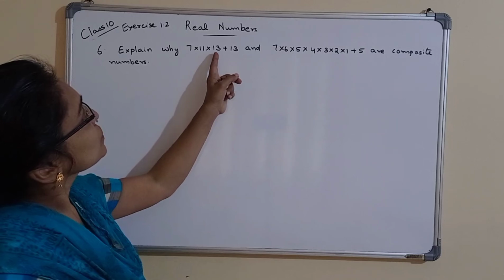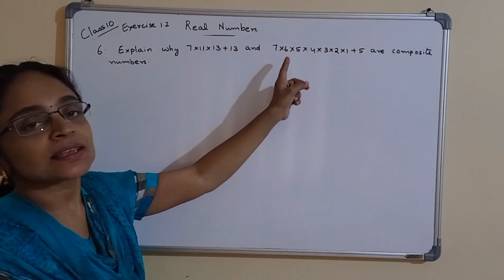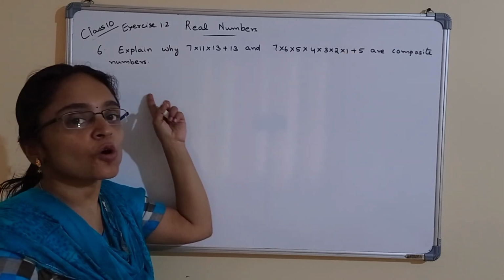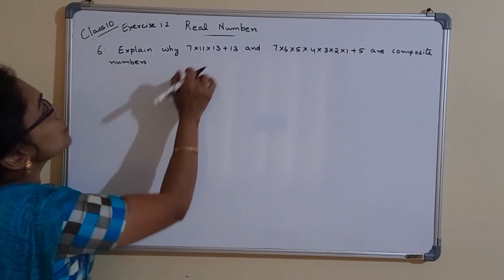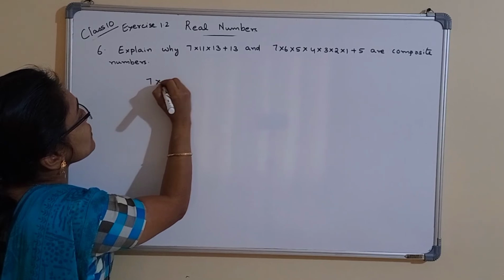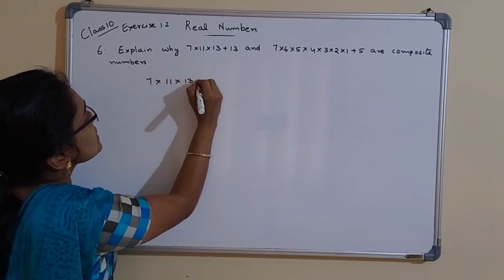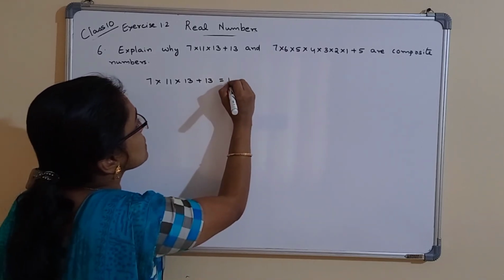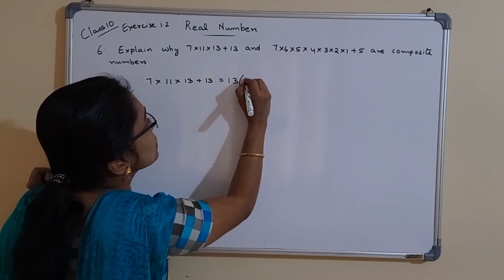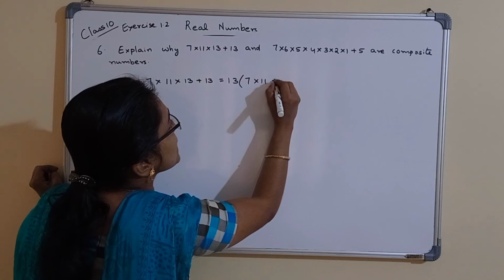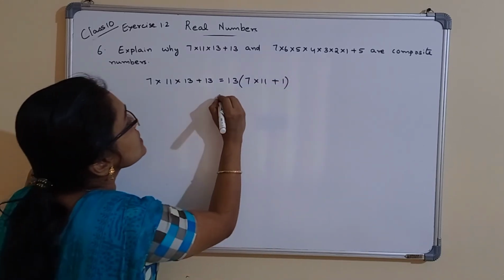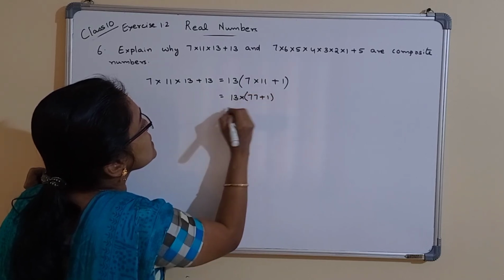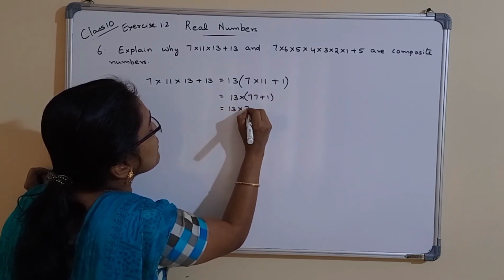Explain why 7 into 11 into 13 plus 13 and 7 into 6 into 5 into 4 into 3 into 2 into 1 plus 5 are composite numbers. So to do this, we can first write 7 into 11 into 13 plus 13, where 13 is common in both. So we can take it as 13 into 7 into 11 plus 1. Right? So this is equal to 13 into 77 plus 1, which is equal to 13 into 78.